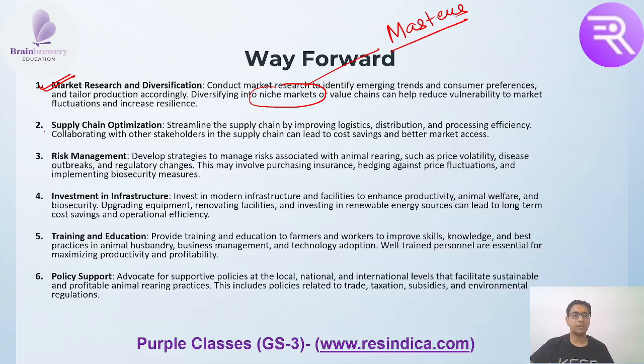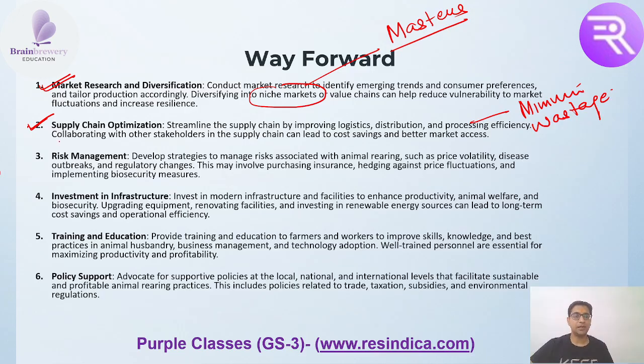Then we have to go for supply chain optimization. That means the backward linkages, the forward linkages, the proper logistic facility, distribution efficiencies, profit, all have to be linked properly, so that minimum wastage and spoilage should happen. All the stakeholders, whether it is logistics stakeholders, distribution process, buyers, or procurement people, this all leads to cost saving and better market access.